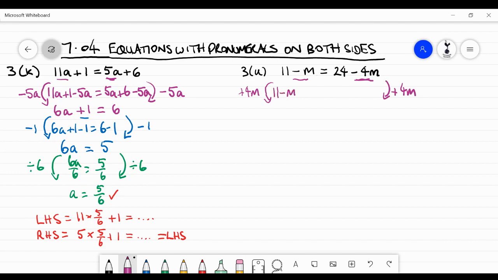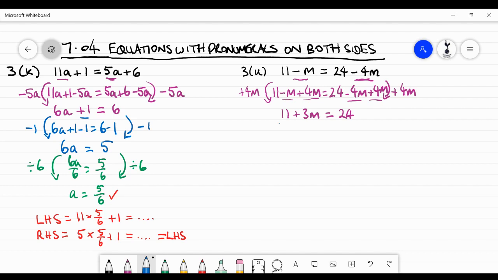11 minus m plus 4m equals 24 minus 4m plus 4m. Now the minus m plus 4m gives us 11 plus 3m equals 24. Minus 4m plus 4m is just 0. And now we've got our two-step equation. 11 plus 3m equals 24.